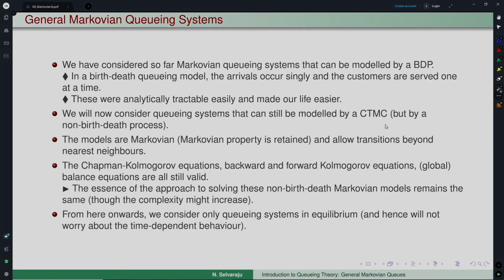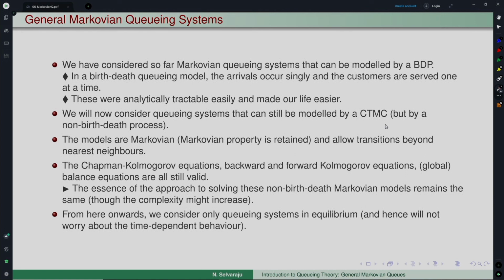So, what do those models allow? They allow transitions beyond one step with respect to the state. It could still be one step, but there will be some transitions which might go beyond. If it is restricted to only one step, then you are going back to your birth-death queuing models, but here, in the general one, they do allow transitions beyond the nearest neighbor's case. Those are the systems and the corresponding models that we are going to look at.